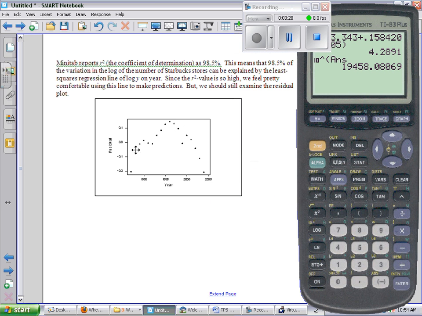Looking at the residual plot, I get this definite pattern. This suggests that another model may do an even better job of predicting the number of Starbucks stores than the one that we found here. Notice also that the values right before 2005 are all negative. So the residuals are negative. Consequently, we can expect that the prediction that we have here, this 19,000, may end up being a little bit higher than the real value.